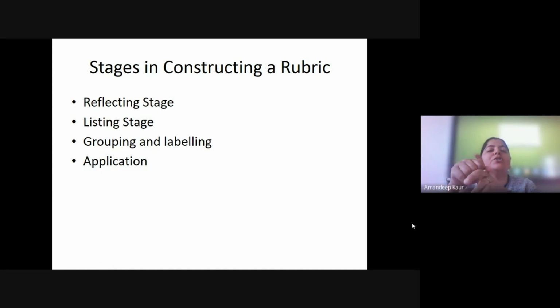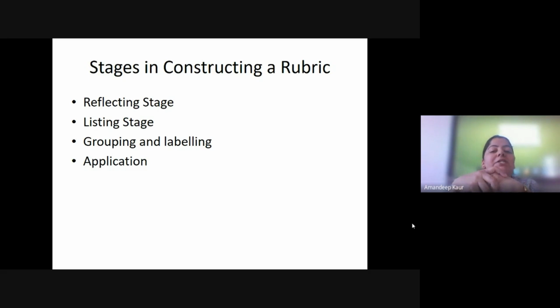Listing stage: what the student needs to do for the completion of that particular activity. What are the different stages the student needs to pass through for the completion of that activity? After listing down the different steps, comes grouping and labeling. Grouping and labeling means, is there any dimension or dimensions that we can club together? If we are clubbing different things or activities, what will be the title of that particular dimension?